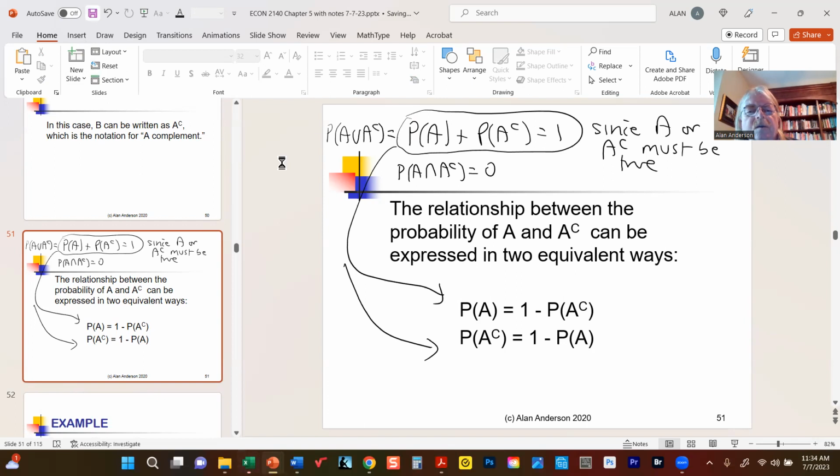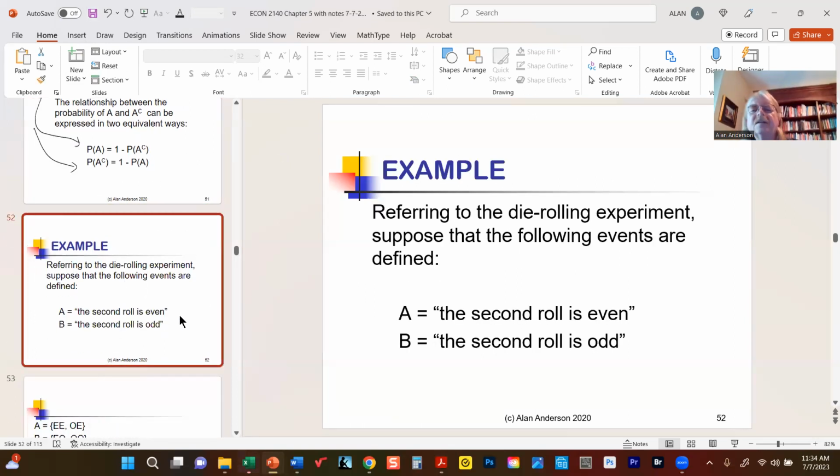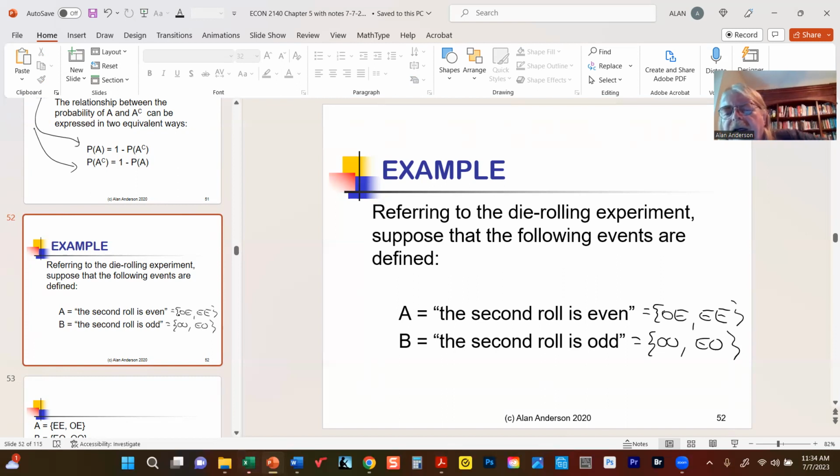So once this thing is finished saving, we can go ahead and, yeah, here we go. So back to the die rolling experiment. Let's define, for the second roll, A being the second roll is even, and B the second roll is odd. So what do you think? Are they complements or not?